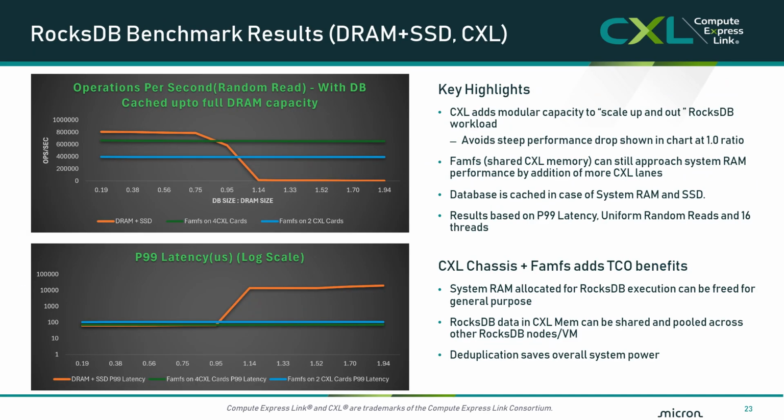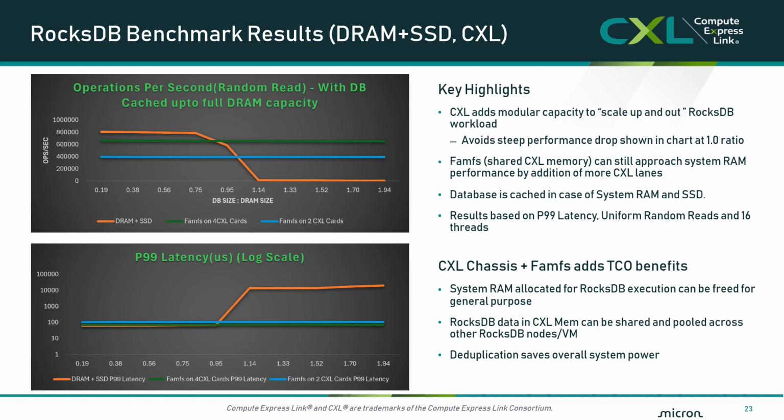Yeah, and here I want to talk about one more experiment that we did. So here we compared read operations per second when the entire database was in FAMFS versus when the database was in an SSD, but fully cached in system memory. So the database, let's say, was of size 100 GB. It was in FAMFS, and the same database was on an SSD, but it was fully cached in the system memory.